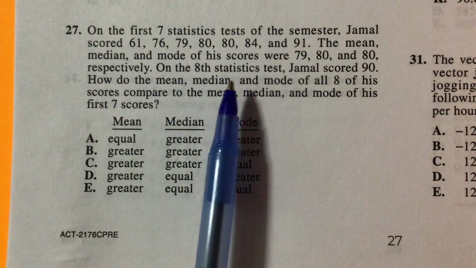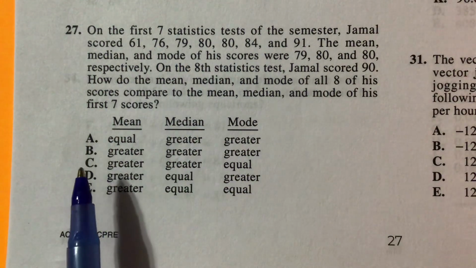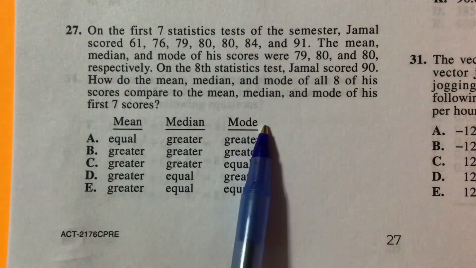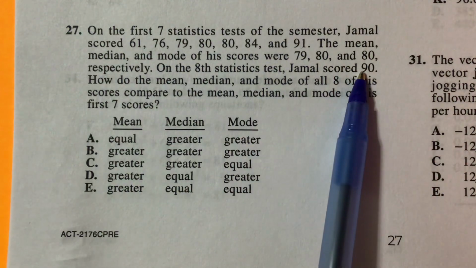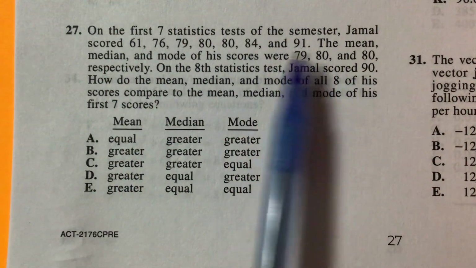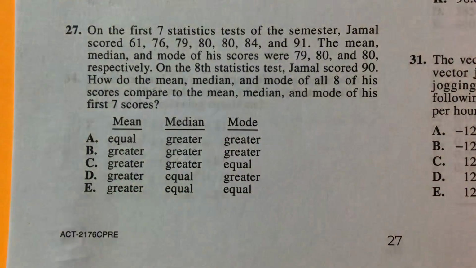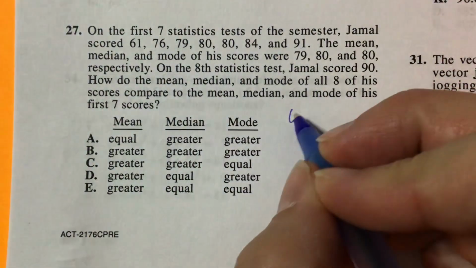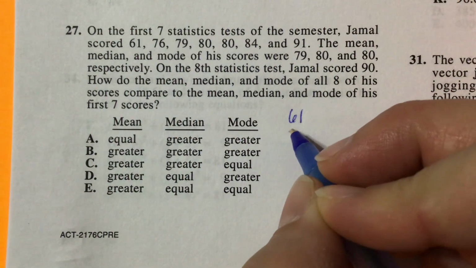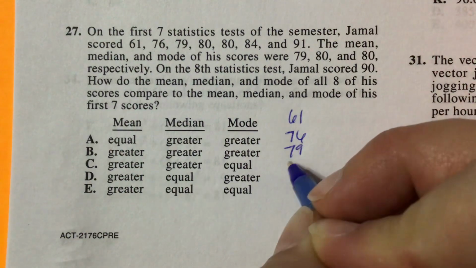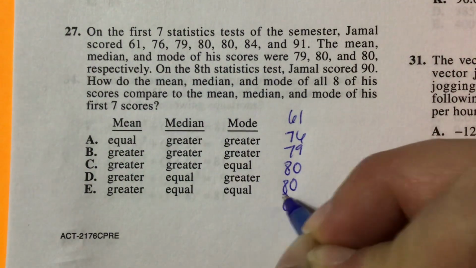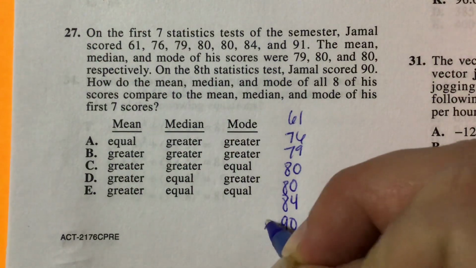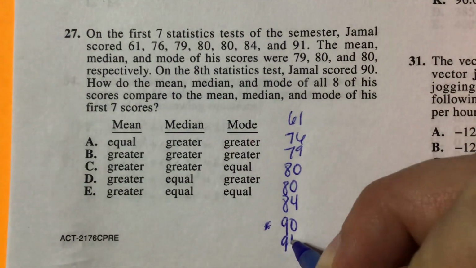All right, so now he took an 8th test, and so we're going to see how that's going to change his mean, median, and mode. So if on his 8th test, he got a 90%, I'm going to add in a 90 here. So now his scores look like this. If I order them: 61, 76, 79, 80, 80, 84, 90, that's his new one, and then 91.